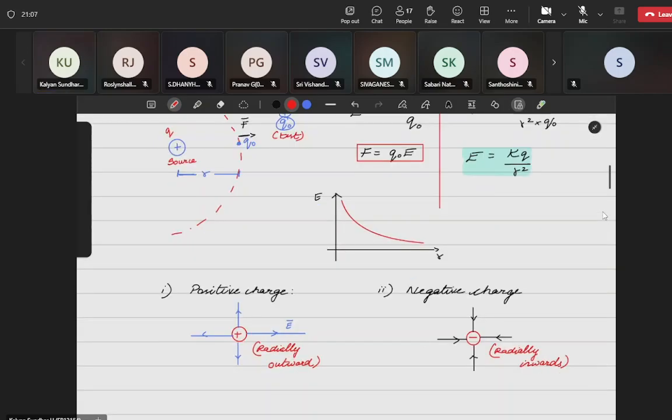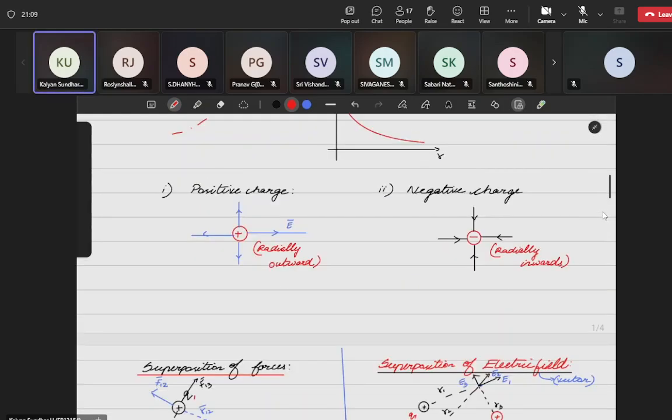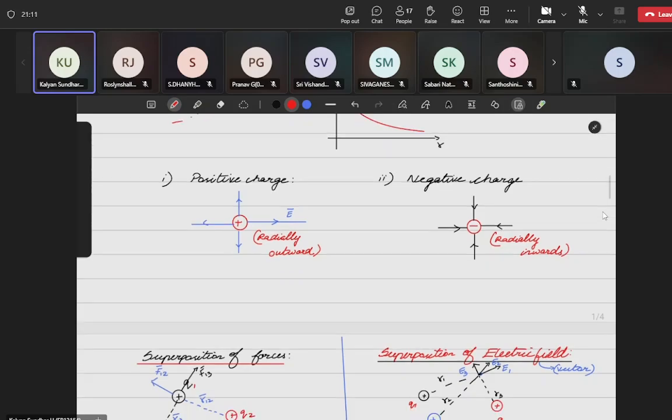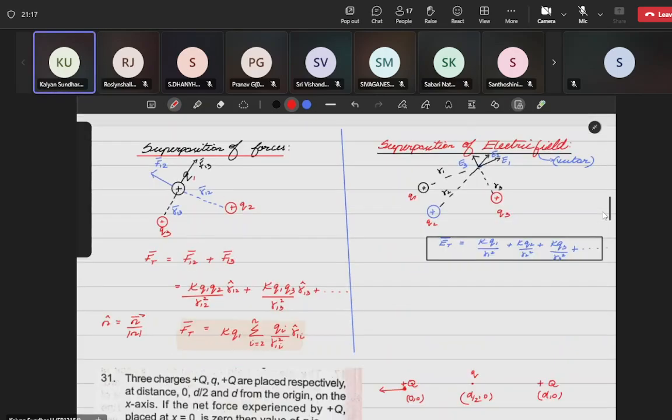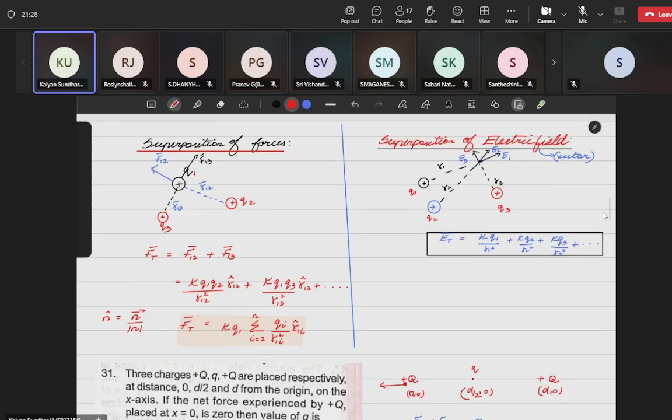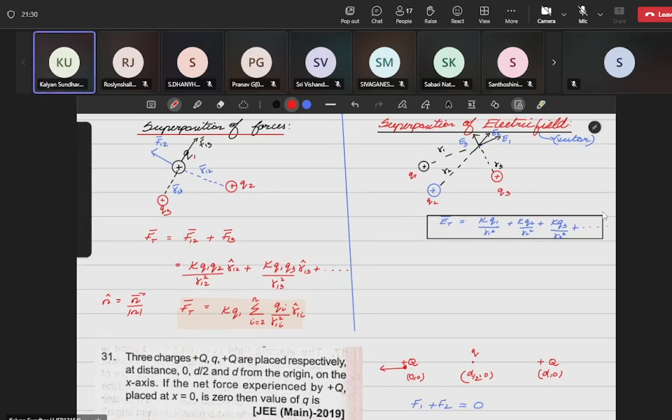Next one is about the nature of the charge. For the positive charge, the electric field will be radially outward, and for the negative charge, it will be radially inward. And next comes your superposition. If you are having more than two charges, how will you find out the net force of the complete system? By adding up all the forces, and similarly by adding up all the electric fields experienced at a point due to all the other charges.